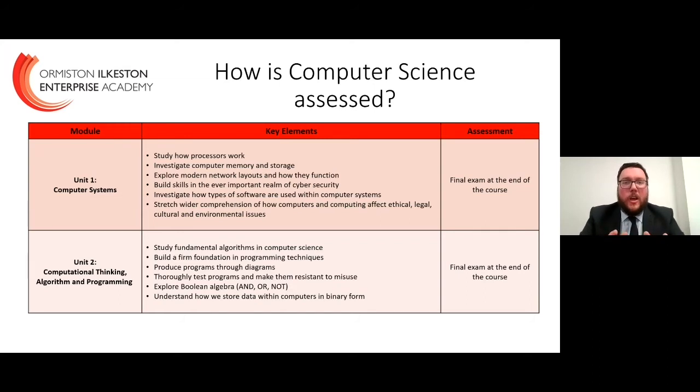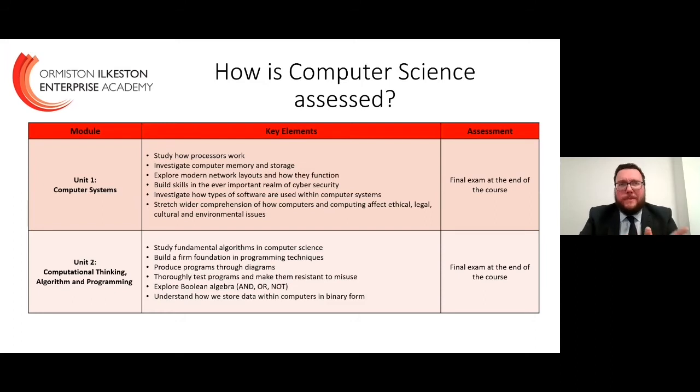This is quite good for when programmers, which is the other part of this unit, actually come to interact with computer systems and need to actually be able to use these different pieces of software, and to also stretch wider comprehension of how computers and computing affect ethical, legal, cultural, and environmental issues. Modern society, because of how widely computing is actually used and computer science is involved within it, students need to be aware of the ethical, legal, cultural, environmental issues that go around with it and how they could impact their potential use of computer systems.